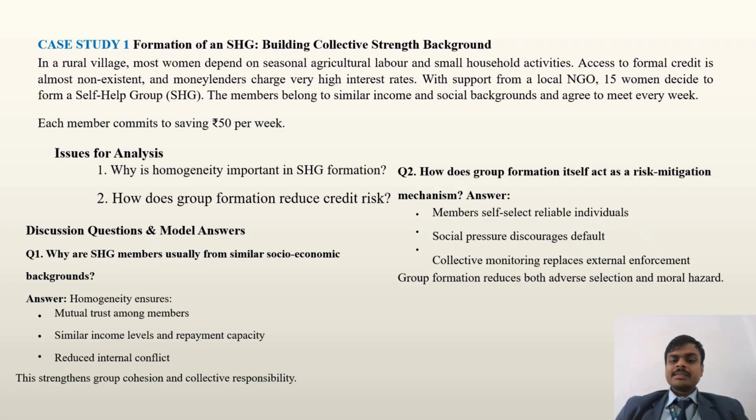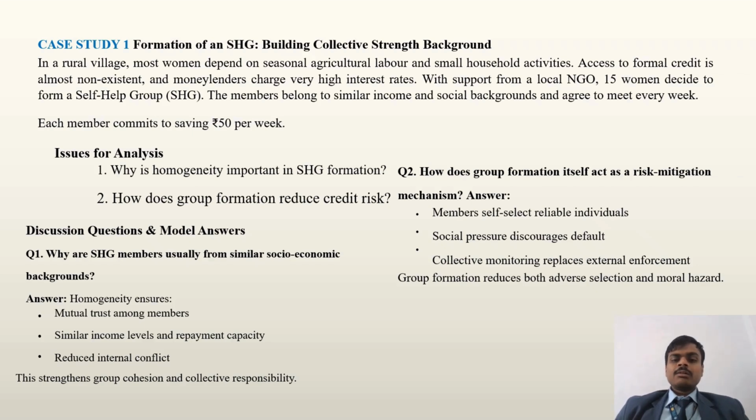Homogeneity simply means members have similar income and social status. This is important because they understand each other's problems. Trust is stronger in this. Less conflict in the group. Similar repayment capacity. This makes the group united and stable.